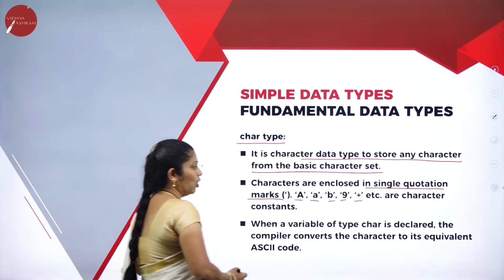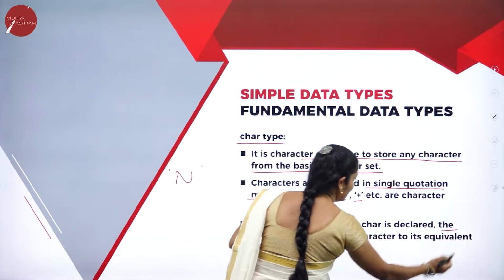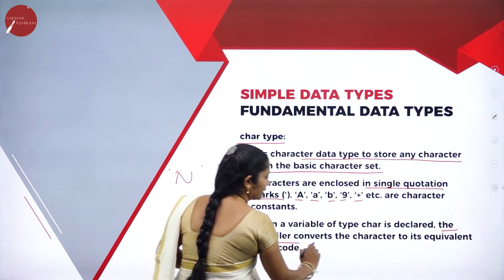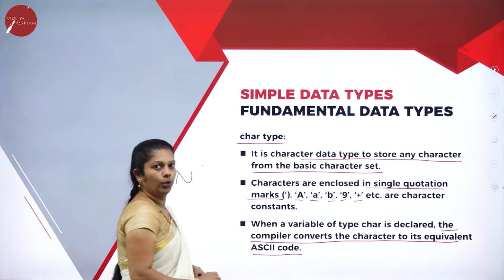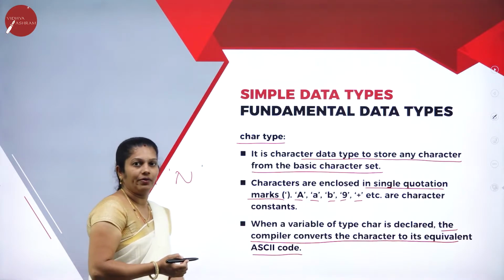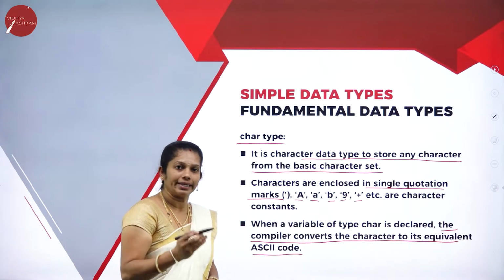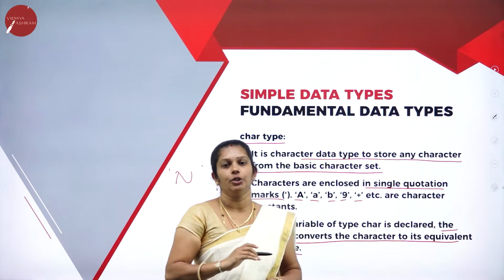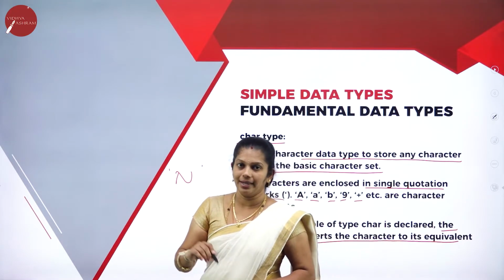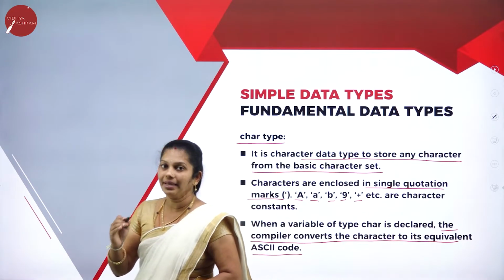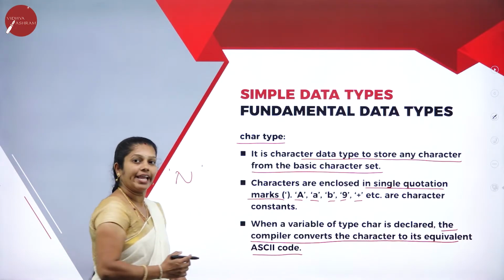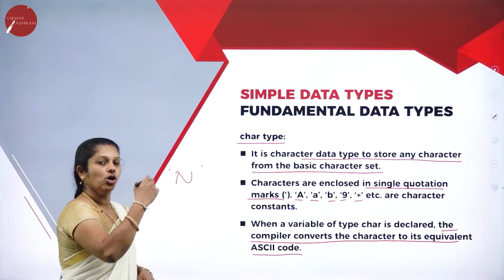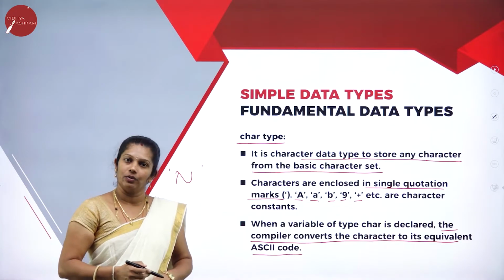When a variable of type character is declared, the compiler converts the character to its equivalent ASCII code. Whatever character we write, the compiler will automatically convert that into ASCII code format. ASCII means American Standard Code for Information Interchange. In that format, it will automatically convert.